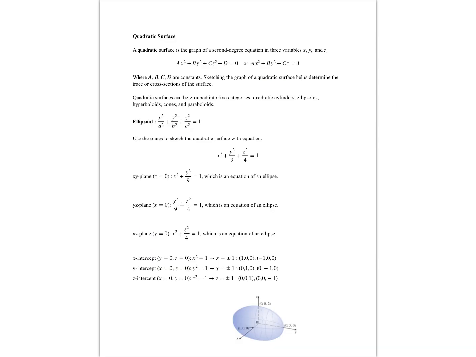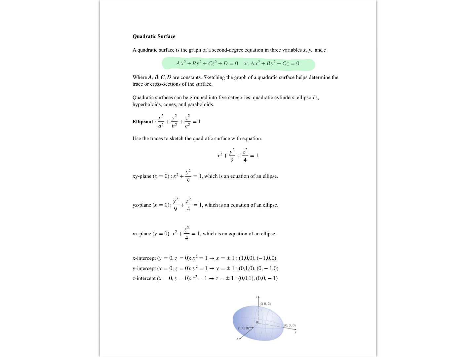Let's just study quadratic surfaces. Quadratic surfaces usually have all the x, y, z variables, but this is the form. Whatever they give you for A, B, C, and D, we call it a quadratic surface, but there is a specific name for each equation.